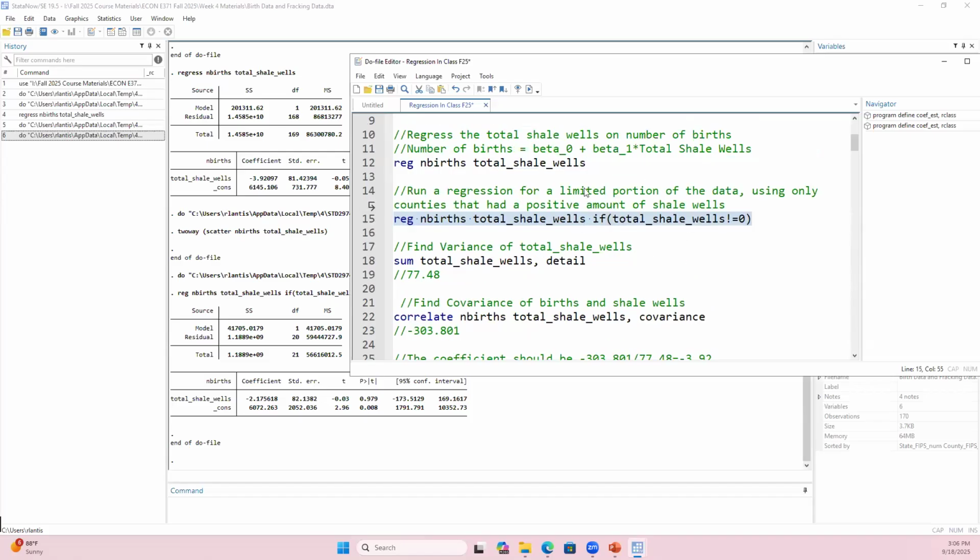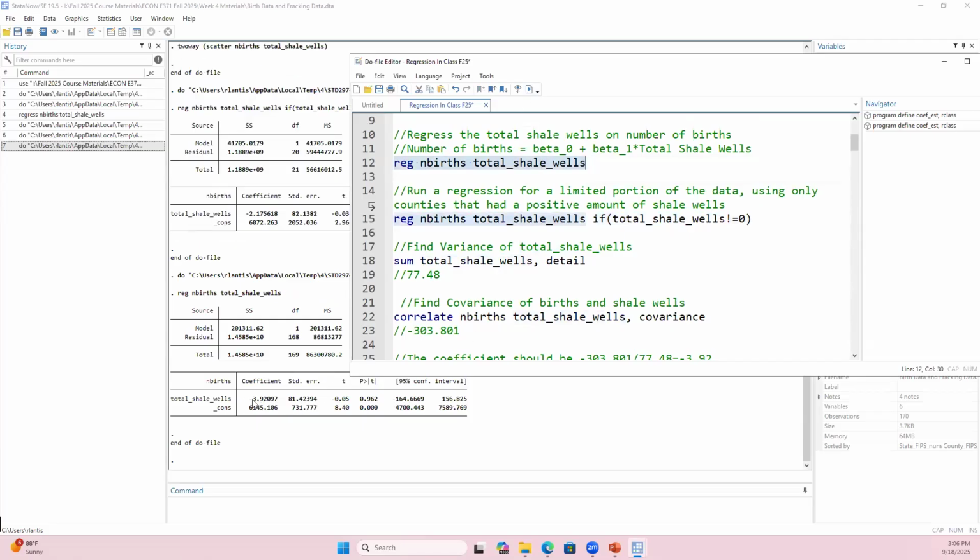I'm now looking back at the unconditional results. When I run this regression and I get that slope coefficient of negative 3.92, if I use my summarize, comma, detail, this will give me my variance.